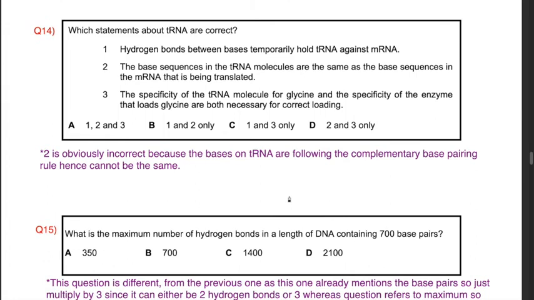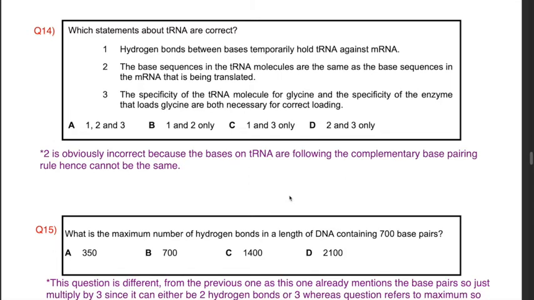Question 14. Which statements about tRNA are correct? 1. Hydrogen bonds between bases temporarily hold tRNA against mRNA. 2. The base sequences in the tRNA molecules are the same as the base sequences in the mRNA that is being translated. 3. The specificity of the tRNA molecule for glycine and the specificity of the enzyme that loads glycine are both necessary for correct loading. 2 is obviously incorrect, because the bases on tRNA follow the complementary base pairing rule. Hence, it cannot be the same.